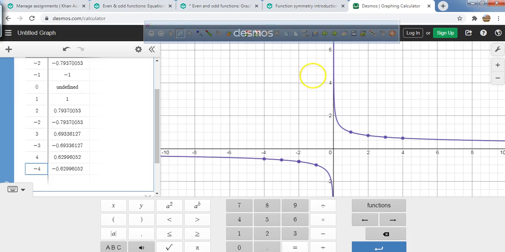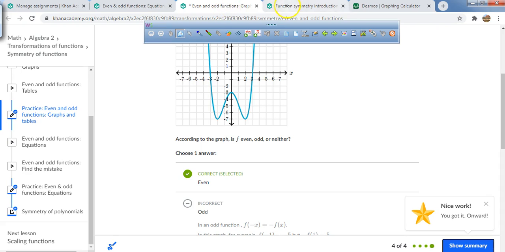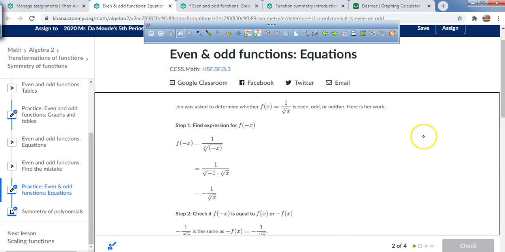Now, what we're going to do is check her math. All right, so right here, oh, there it is. Let's go ahead and check her math.